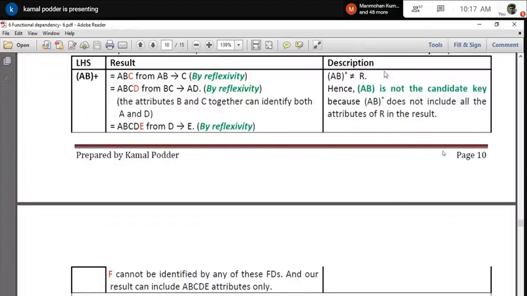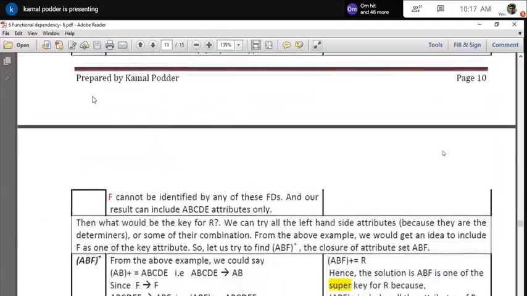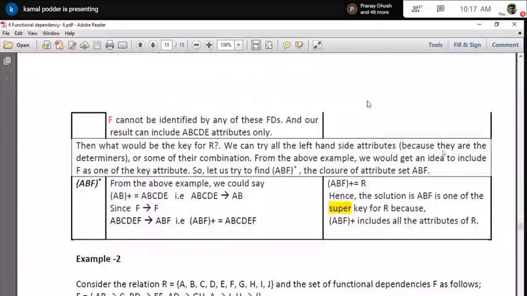It is better to say that AB is not a super key rather than not a candidate key, because we have not yet found out whether A is a super key or not. If A is a super key also, then you must say that A is a candidate key, not the AB. So here F cannot be identified by any of the FDs, and our result will be this ultimately.